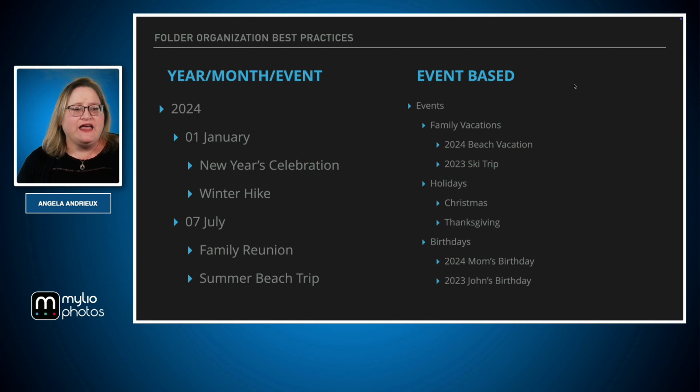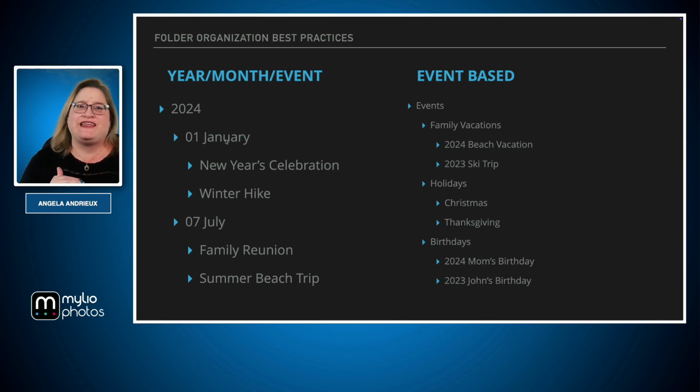So the first thing I want to review with you are some of the different options out there for different organization. And one very common one is to do a year-month event. That's where your top level folder is the year. And then you can use a number before the month name if you like or not, but it does help keep them in chronological order because they are not alphabetized.